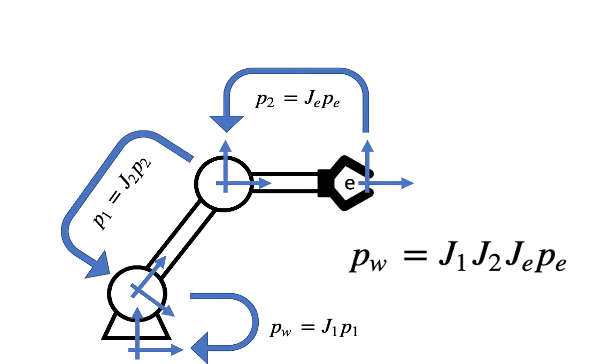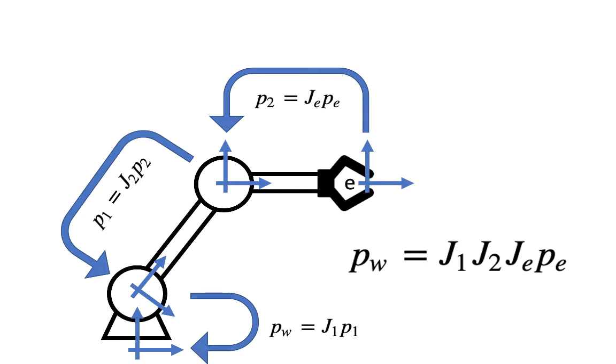So if I take the end effector's coordinate system, left multiply it by the JE transformation matrix, then left multiply the result of that by the J2 transformation matrix, and then multiply the result of that by the J1 transformation matrix, I should get our world coordinate system. And if you think about it, J1, J2, and JE are all 3x3 matrices. So when we multiply a 3x3 by a 3x3 by a 3x3, we still always end up with a 3x3 matrix. So all the transformation can be summarized in one 3x3 matrix.